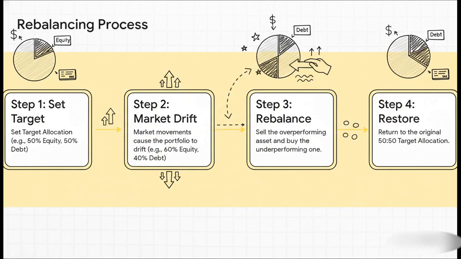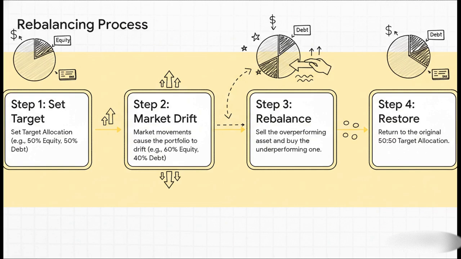Step 1. You set your target. Let's say a simple 50% in equity and 50% in debt. Step 2. The market does its thing. Let's say stocks have a great run. Your portfolio will naturally drift, maybe to 60% equity and 40% debt. Step 3 is where the magic happens. You rebalance. You sell some of the asset that did well, the equity, and you use that money to buy the asset that didn't do as well. In this case, debt. And what's the result? Step 4.